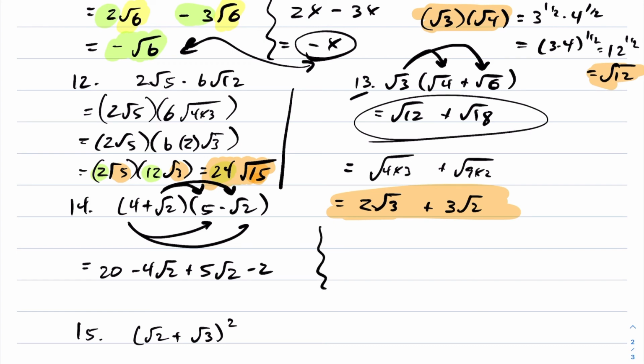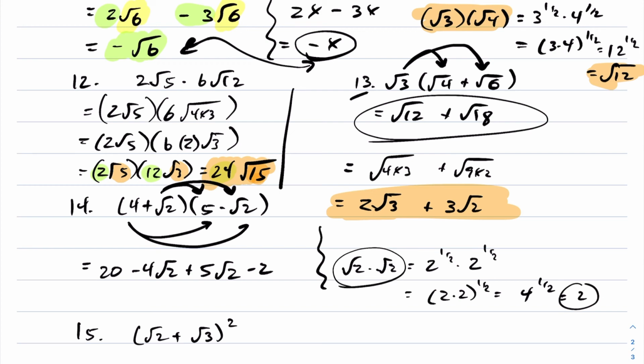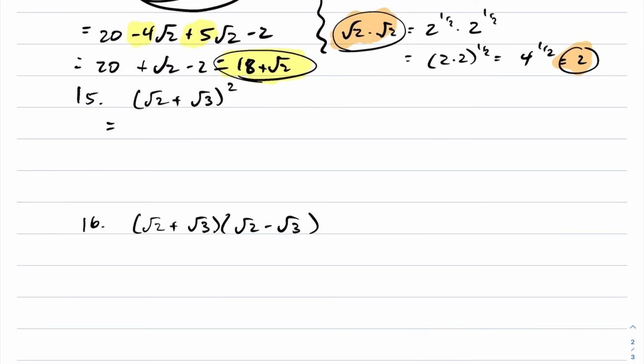The reason for that, let me explain. If you have root 2 times root 2, that's actually 2 to the half times 2 to the half, which is going to be 2 times 2 to the half, which is 4 to the half, which is 2. So you can see here, commonly people just say the roots cancel. Minus 4 plus 5. So in this case here, this becomes 20 plus root 2, which is 18 plus root 2. Okay, let's take a look at number 15 here.